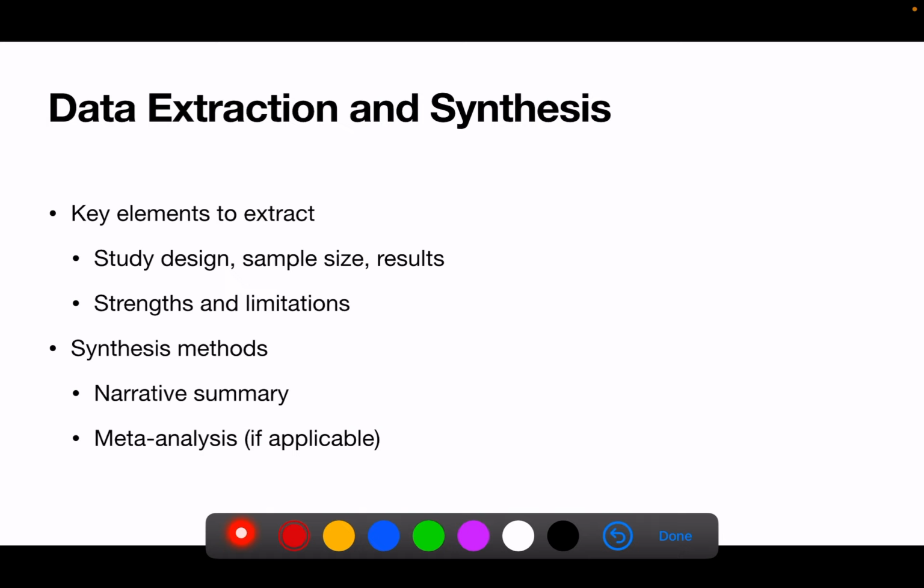So the key elements to extract would be the study design, sample size, and the results, and the strengths and limitations of that study. Then we synthesize using either a narrative summary or meta-analysis if applicable. So meta-analysis, again, is when you are combining several studies statistically in order to get a bigger picture of the results. Narrative summary naman, you are comparing different studies together to assess for similarities and differences.